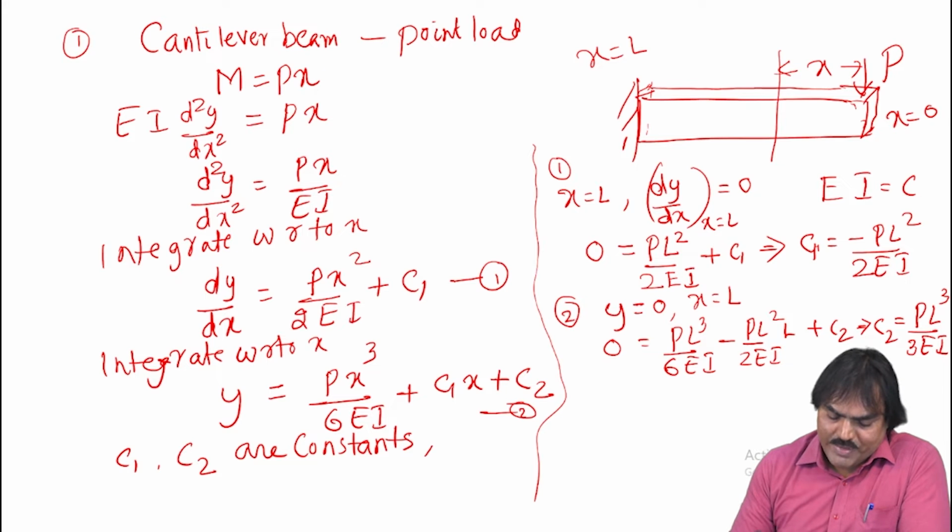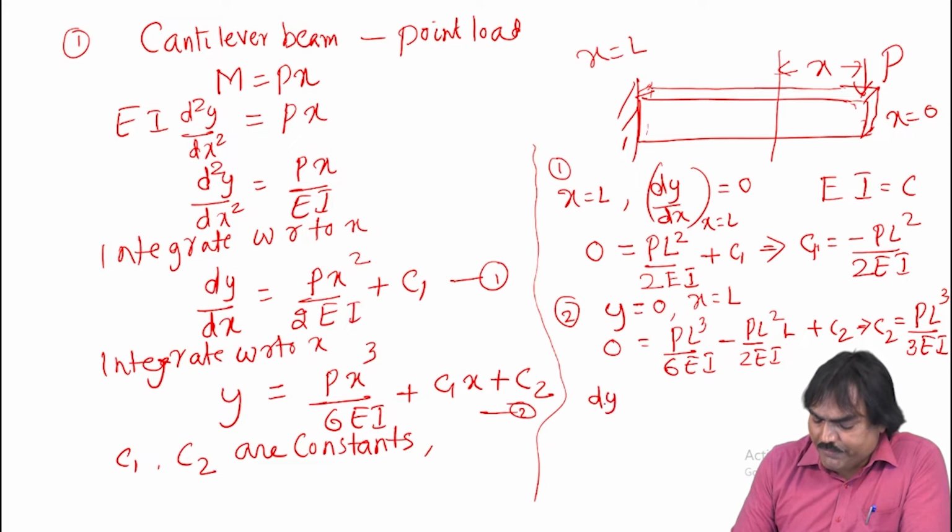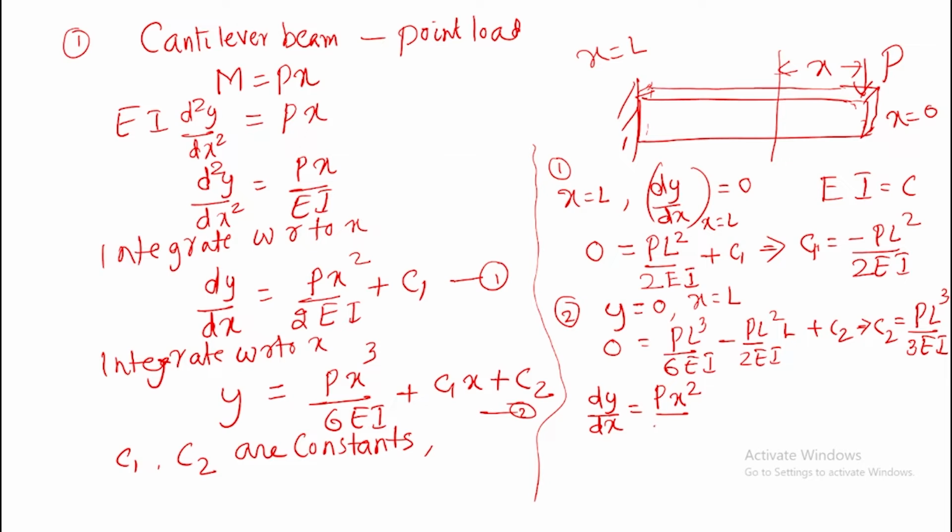Now we substitute back so that we have the equation for slope. dy/dx is Px²/2EI minus PL²/2EI. This is the equation for the slope of the beam along the span. This equation we can program using any programming language, so that for each value of x, we can plot the slope curve.